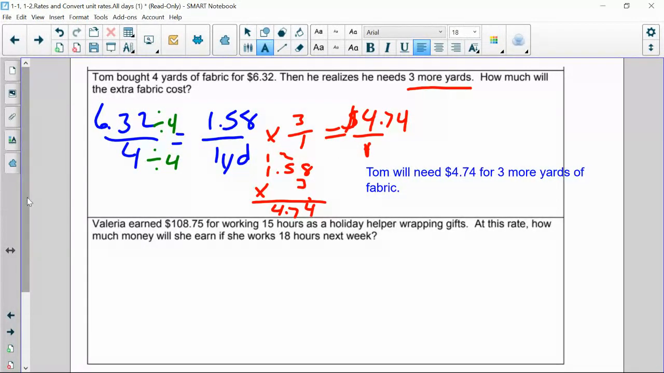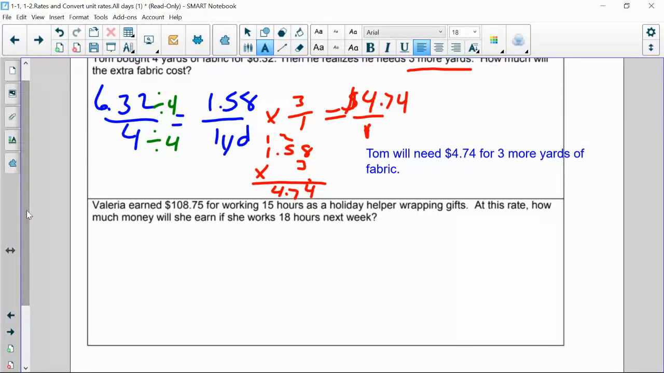So then here's another one. We have Valerie earned $108.75 for working for 15 hours as a holiday helper wrapping gifts. At this rate, how much will she earn if she works 18 hours next week? All right.